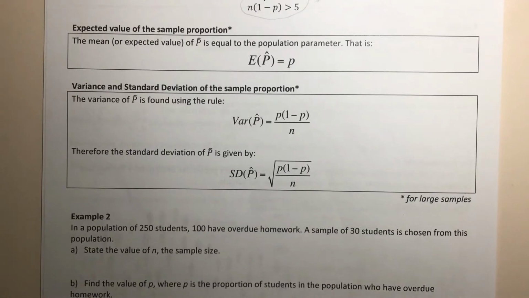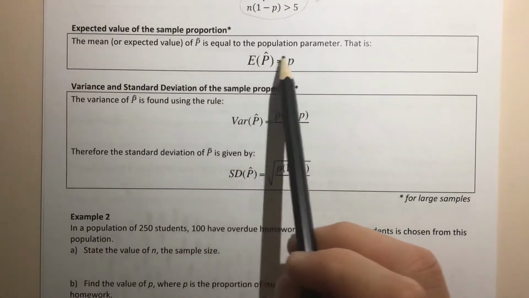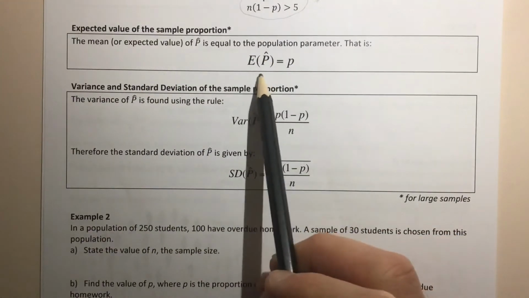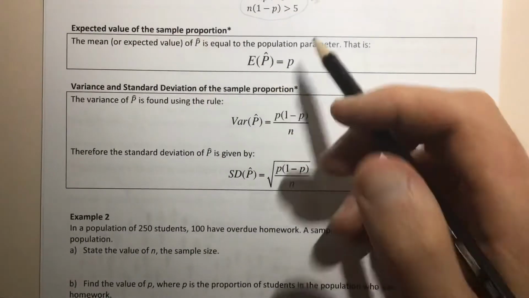So two formulas to get our heads around in this section. First one's actually really easy. The first one says that the mean or expected value of p hat is equal to the population parameter. That is, the expected value of p hat just equals p. Now, the notation makes that seem confusing, but it's actually quite logical, right?